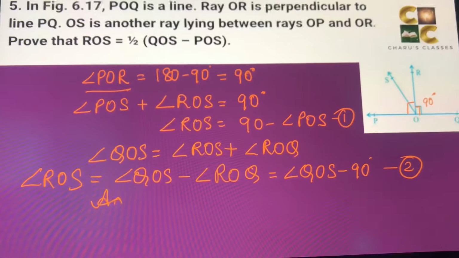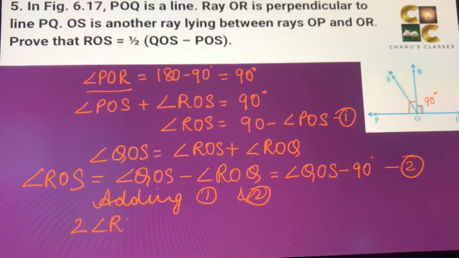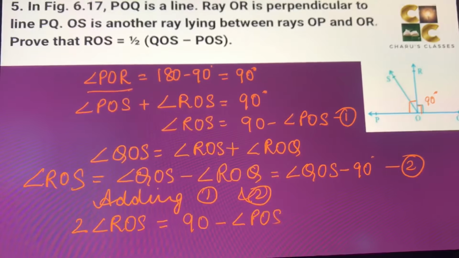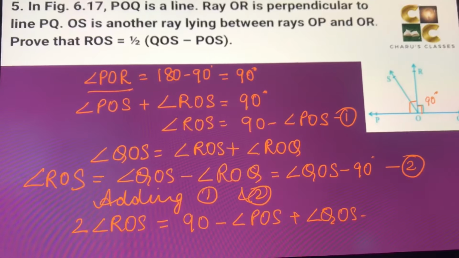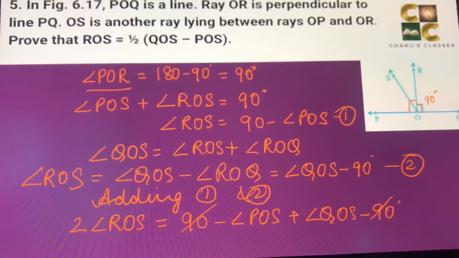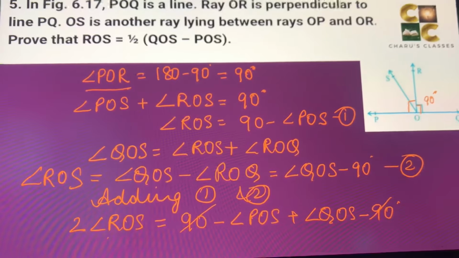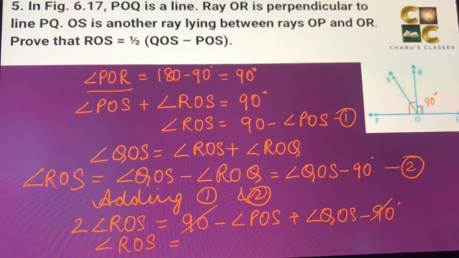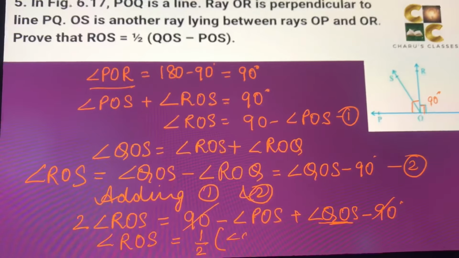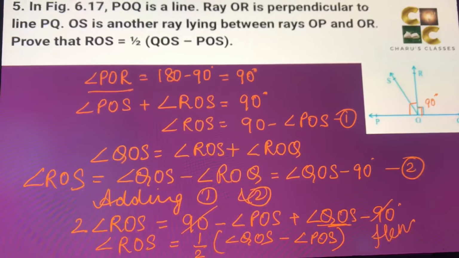If I add 1 and 2, I will get 2 times angle ROS on the left hand side, and on the right hand side I will have 90 minus angle POS plus angle QOS minus 90 degrees. This 90 and minus 90 will cancel. So 2 times ROS is minus POS plus QOS. I can write angle ROS is equal to half, in the brackets, if I write QOS first, QOS minus POS. Hence proved.